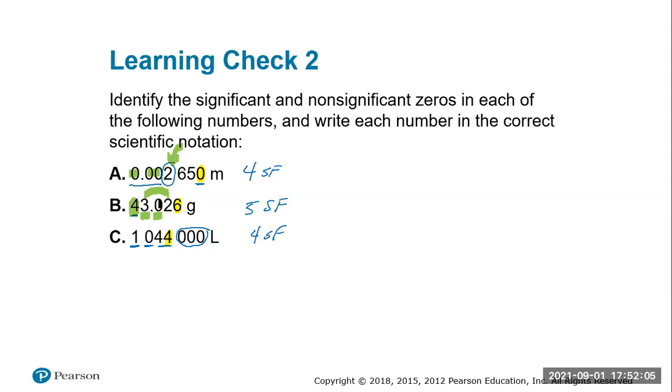Okay, I understand. Thank you. So it doesn't necessarily matter that it happens to be right next to the decimal point. We want to think about that 0 in relationship to where we started counting our significant figures. Other questions on that?